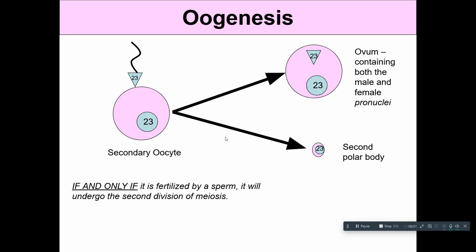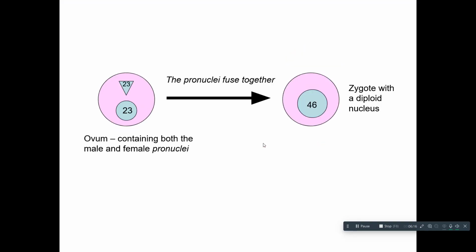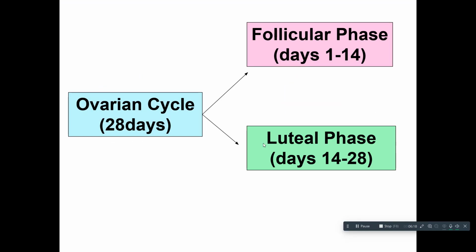A female is only going to make, who knows how many ova. Maybe she'll make like 10. Maybe she'll make less. Maybe she'll make more. But nowhere near the amount that the male is going to make. Okay, topic 1, oogenesis, done.